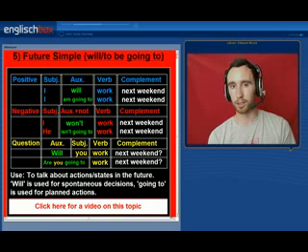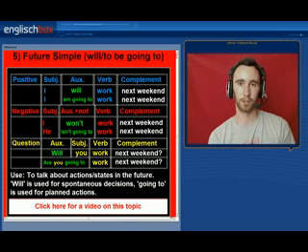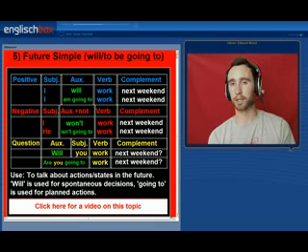In negative, you make the auxiliaries negative. So I won't work next weekend, will not, or he isn't going to work next weekend. So you make the verb to be negative here with going to. In a question, you have to invert the subject and the auxiliary. Will you work next weekend? Are you going to work next weekend?